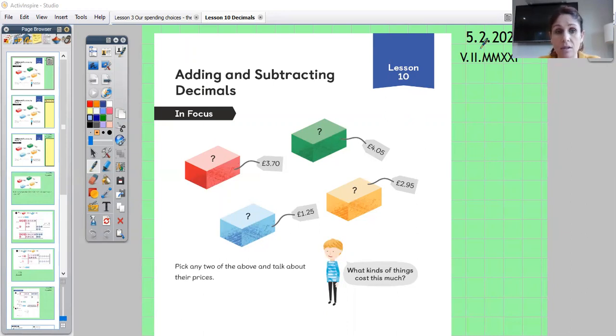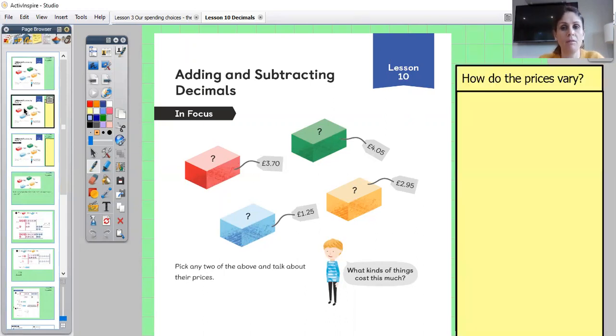Is there anything else that you could say perhaps about adding and subtracting the numbers? So have a go at brainstorming lots of things that we might be able to say about these prices. So pause the video now and have a go at doing that for me. Right, okay, so I've popped down some things that you might like to have a think about.